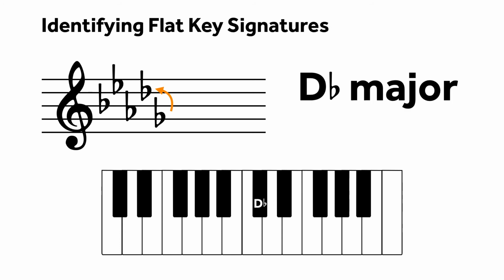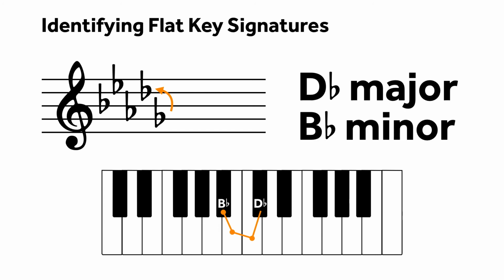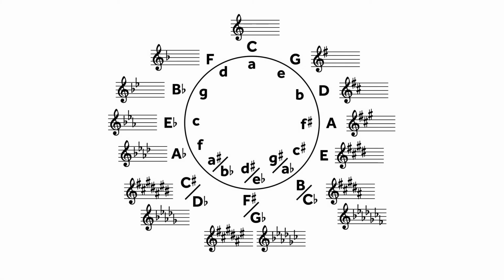To find the name of the minor key, simply go down 3 half steps from the name of the major key. This works for flat and sharp keys. If the name of the key is known but not the key signature, use the circle of fifths or work through these 2 methods in reverse to find the answer.